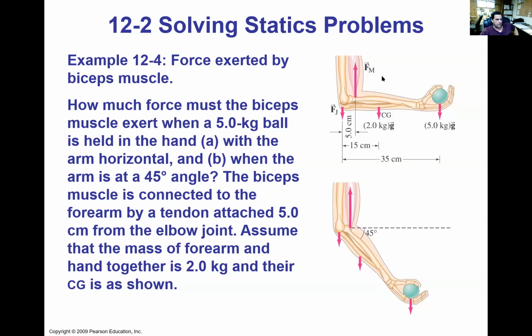So here's my arm and free body diagram. It's already here for us. The second part, what about when the bicep is at 45 degrees? Well, you're going to end up with the same torques, right? You see how the distances aren't really changing? So in this situation, the same torque equation is going to give you the same 400 Newton force. It's not going to change.